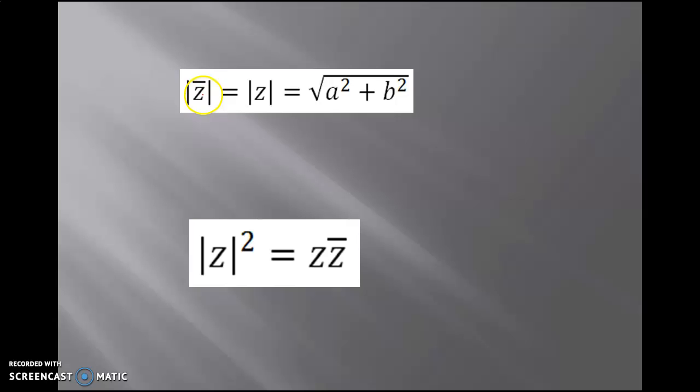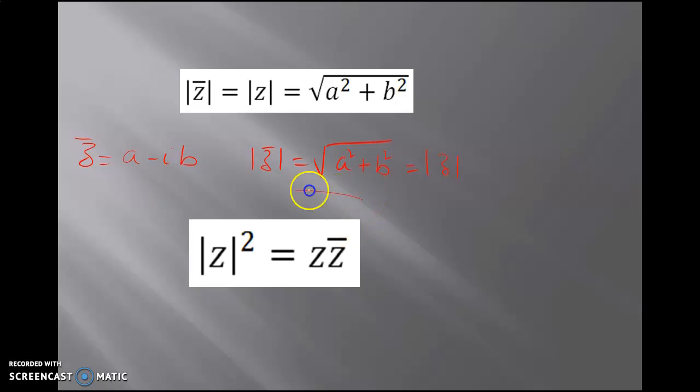Now modulus of z conjugate is equal to modulus of z, as z conjugate is a minus iota b, so its mod is square root of a square plus minus b square, which is equal to a square plus b square. So square root of a square plus b square is modulus of z.